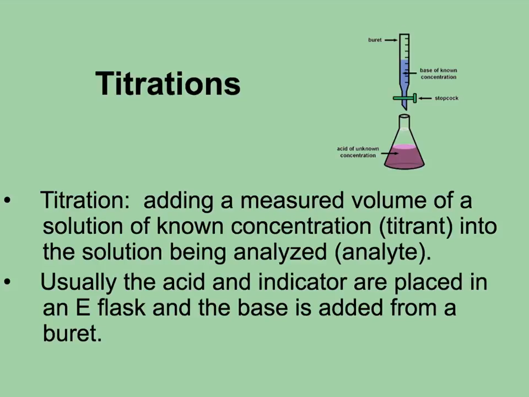Usually you want to pick an indicator for this that only has 2 colors, so that you can see a definite change at the end point of the reaction. You don't want something like universal, where it goes from red to a little reddish orange to a little dark orange to an orange yellow. It's kind of hard to tell when to stop when it's like that. Whereas something like phenolphthalein, where it goes from colorless to pink, once it turns pink, then you know that you're done with the reaction.